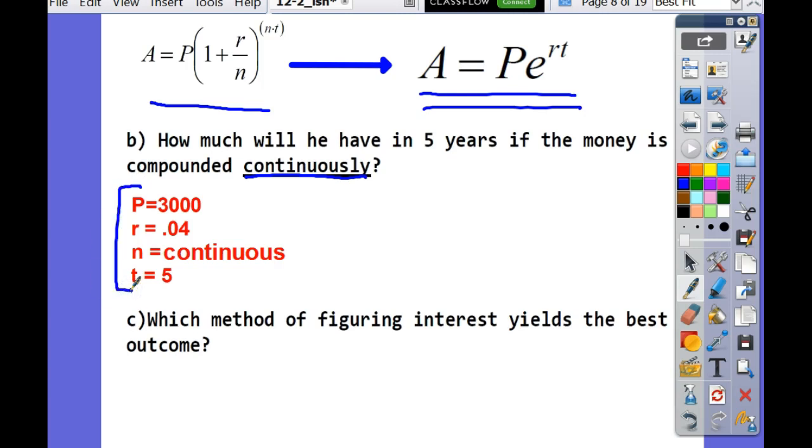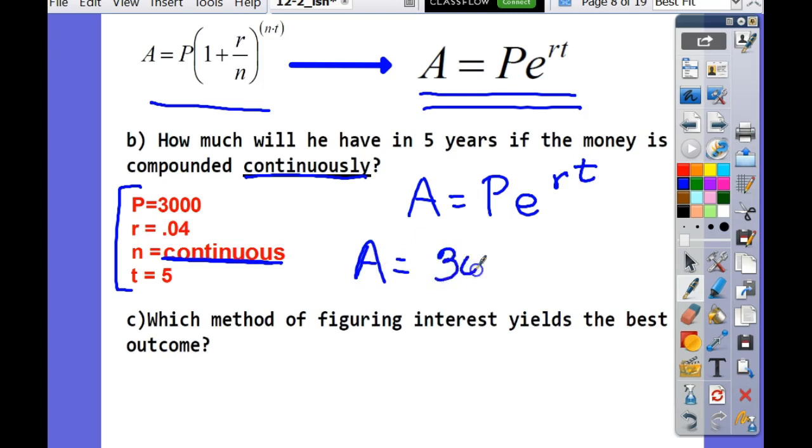We still have the same information. By the way, I am on 1B in your notes. Back to your notes, problem 1B. All the information is the same, except instead of using quarterly, we're going to compound continuously. Whenever you see continuously, you use this equation. The P was still $3,000. e, r, t.